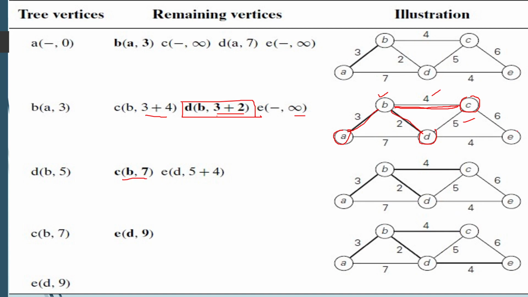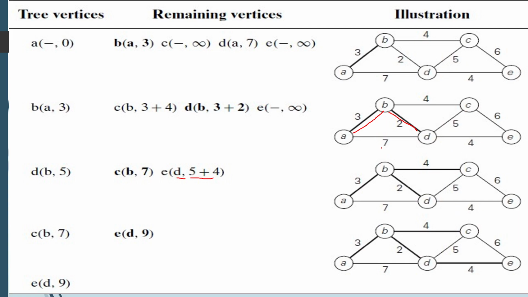Next, now E. So now E is adjacent to D. See, D you already visited. So now you have to take E. E is adjacent to D here. What is the path distance now? So one thing you remember, you already selected one path from A to D. It is fixed. That is A to B and B to D. What is that distance? 5. 5 plus 4, it is 9 now.